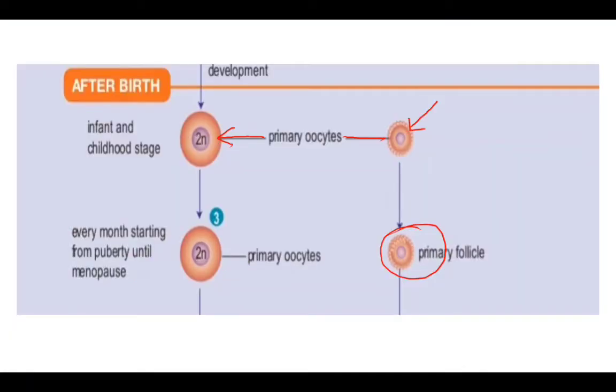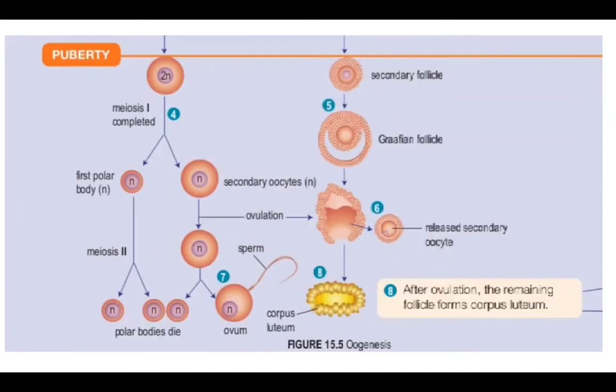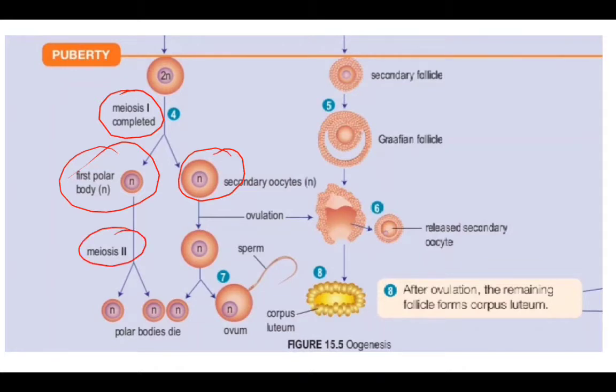So at birth, a baby girl already has millions of primary oocytes that remain dormant in prophase 1 of meiosis 1. The number of oocytes will decrease at puberty. Upon reaching puberty, the primary oocyte will continue meiosis 1 to form a secondary oocyte here and the first polar body, which is haploid. Then the secondary oocyte will begin meiosis 2, which is then halted at metaphase 2.